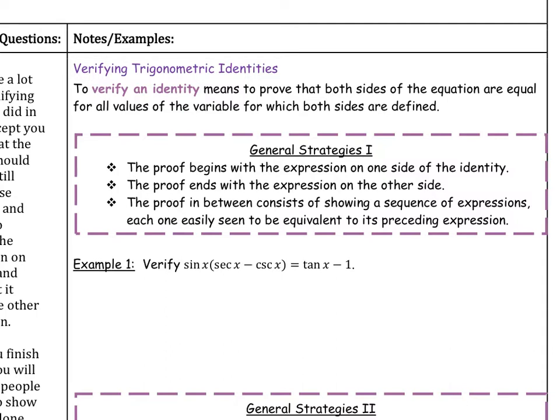But essentially, to prove an identity, we want to take one side of the equation and rewrite and simplify it so that it ends up equaling the other side of the equation. And that shows that we've proven that both expressions equal each other. And then at the end, once you show that you're done, you put a little mark on there to show that you have proven it.